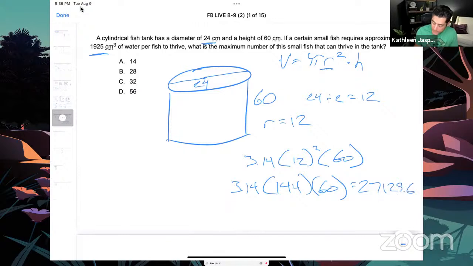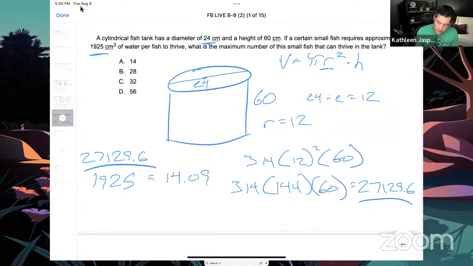27,129.6. So that is the volume of this cylinder. So what does that mean? That means we need to take said volume and divide it by 1925. 1925 represents each fish. So when we do that, we get 14.09.